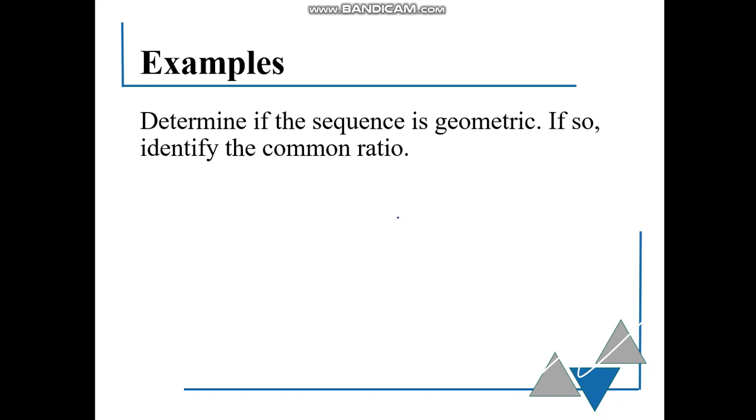So here's a few examples. We're going to see if they're geometric, and if they are, we're going to find the common ratio. This is our first one. Is there something we can multiply to get this sequence? Yes, there is. If we take our second term divided by the first term, we just get 6, and that's our common ratio. So 1 times 6 is 6. 6 times 6 is 36. 36 times 6 is 216.